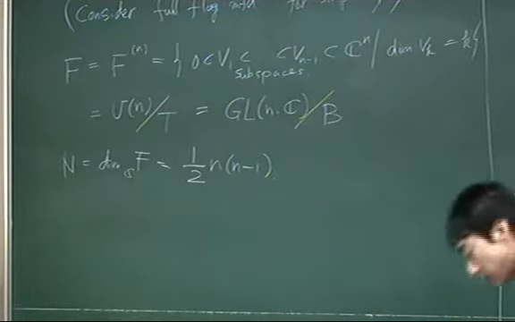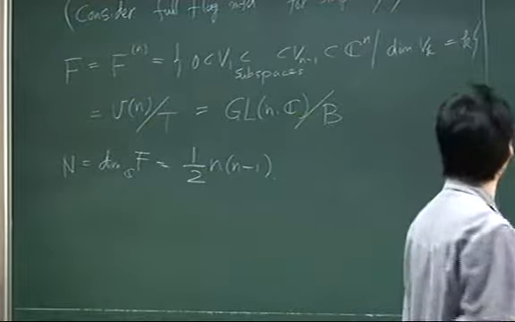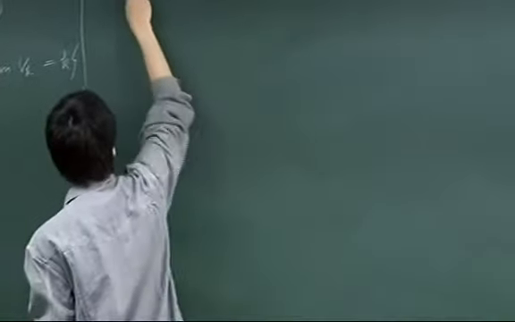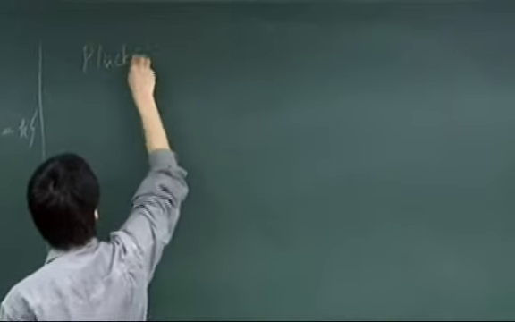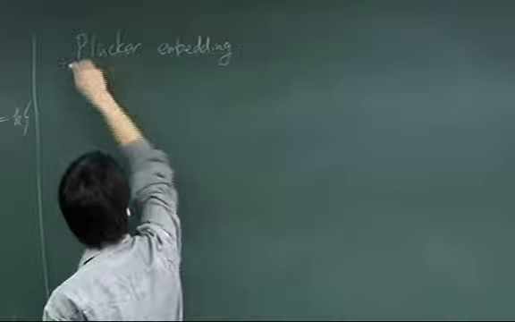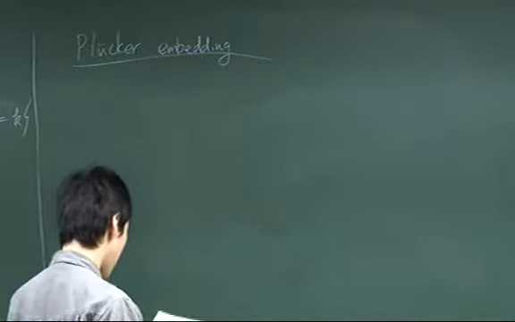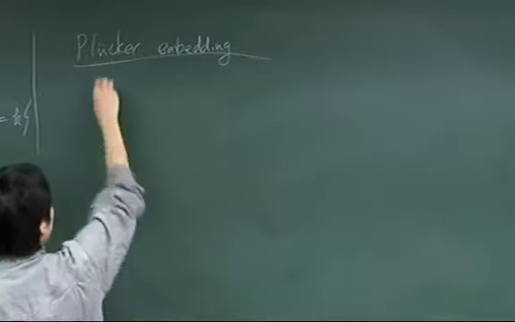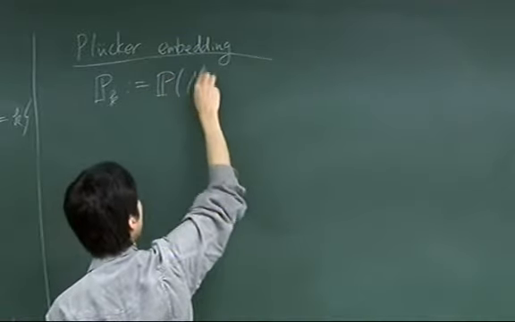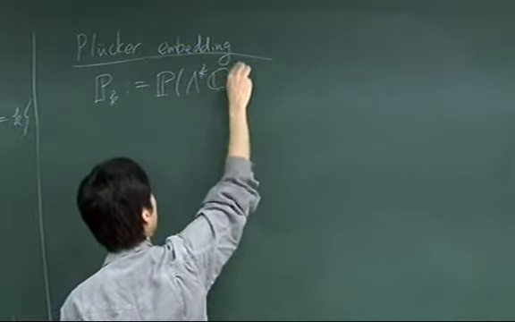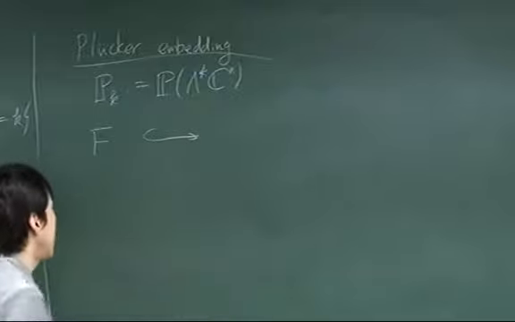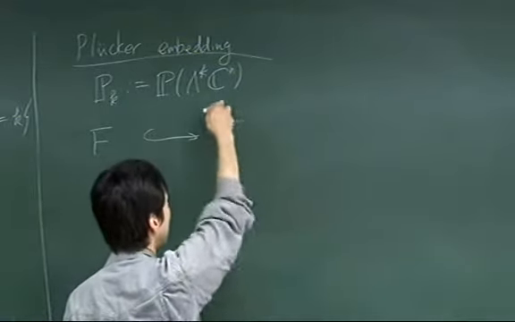We use two other descriptions of flag manifolds. The first one is the Plücker embedding. We set P_k to be the projective space of the k-th tensor product of C^n. Then the flag manifold can be embedded into the product of these projective spaces.